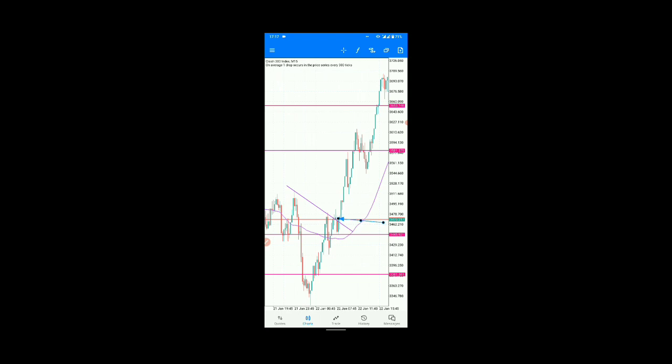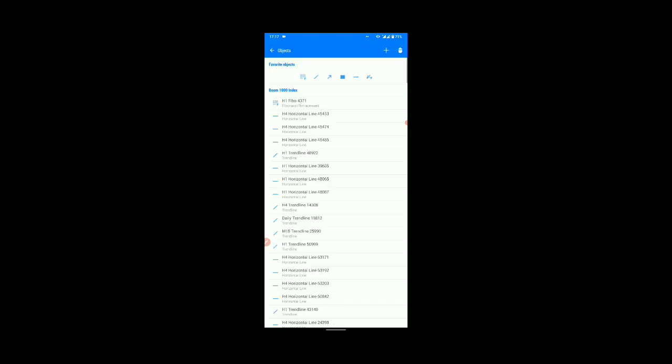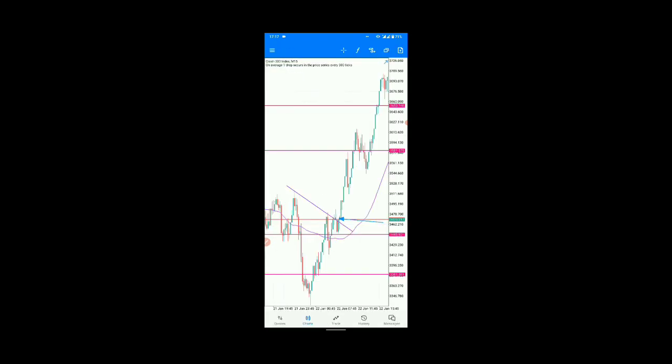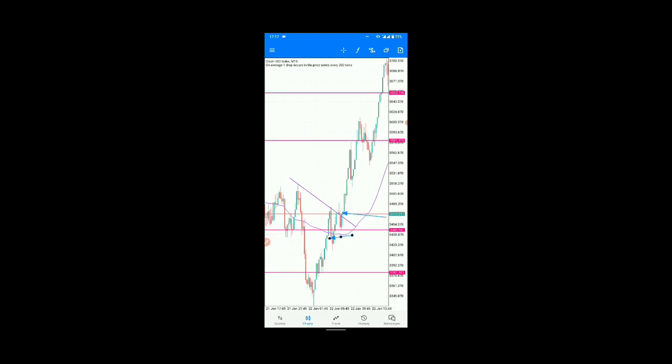Please, before you use any of these strategies, try and backtest it with your demo account. Don't just go live. Then this will be your take profit zone. The last correction is below your 50 moving average.